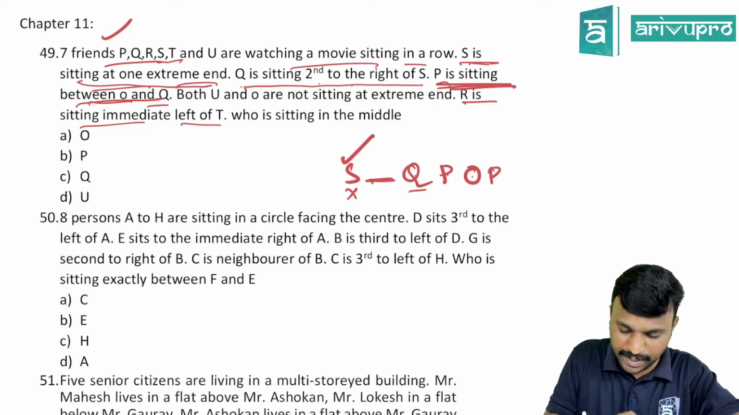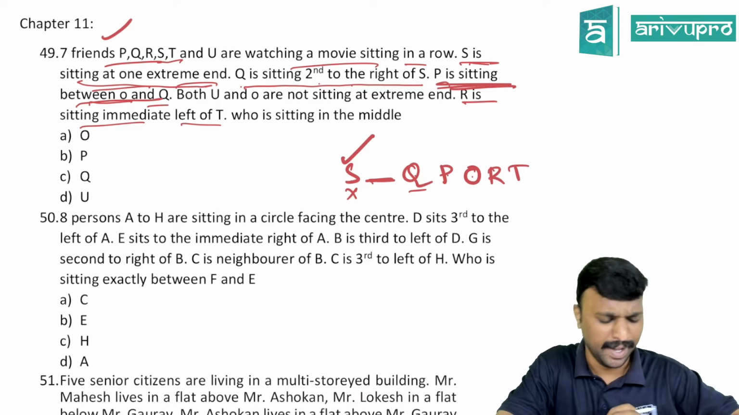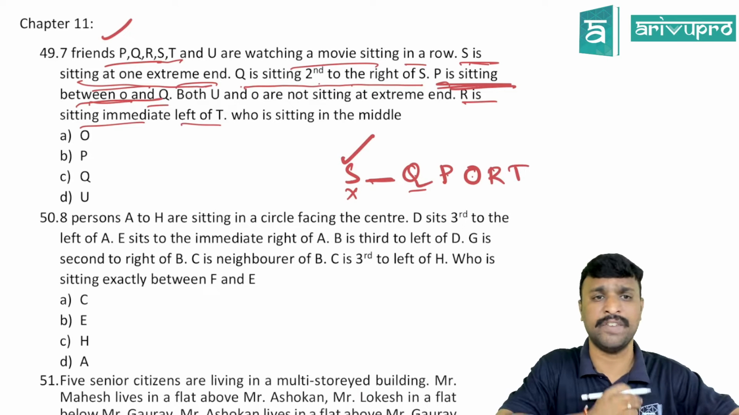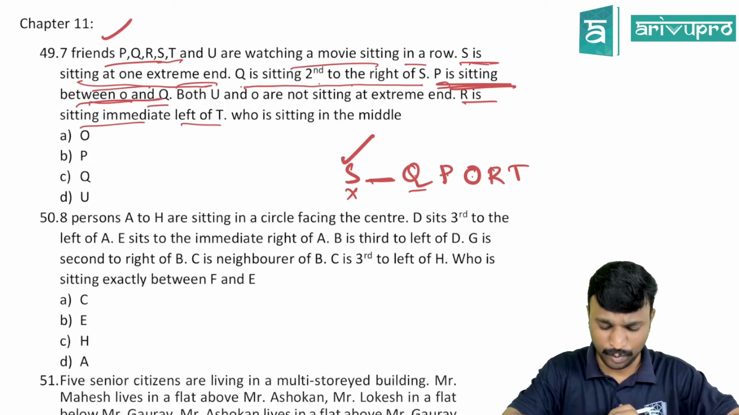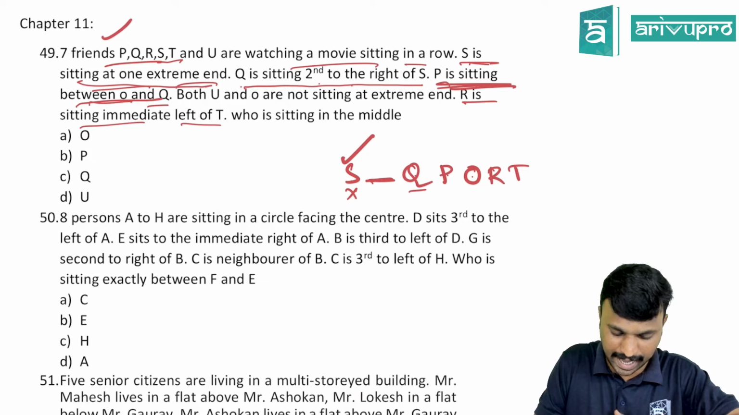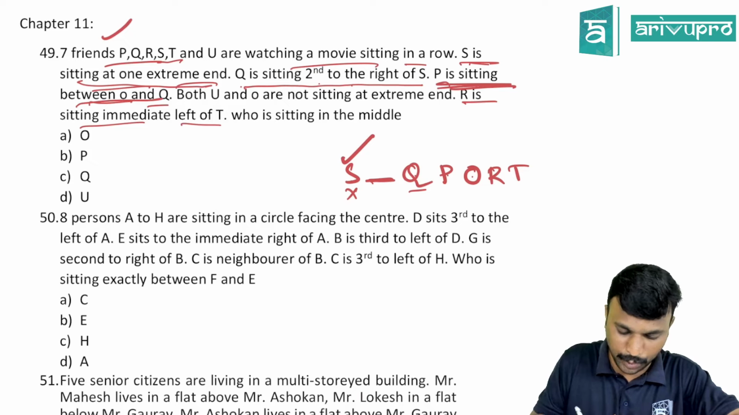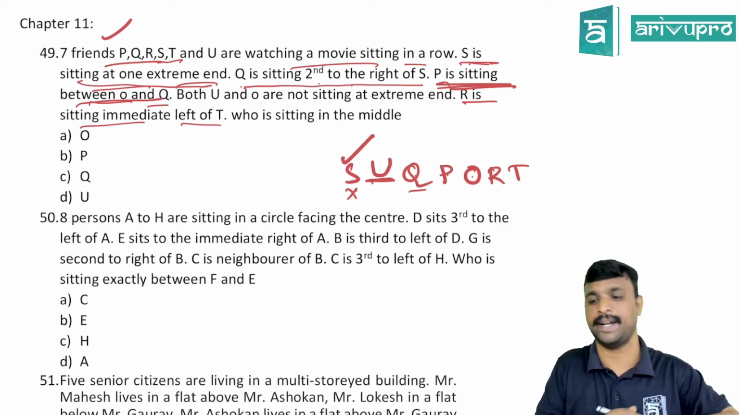So R should be here and T should definitely be here. Guys, they have not said anything about which direction they are facing, so by default it is north facing only. Definitely, who is remaining? P, Q, R, S, T. Who is remaining? U is remaining. So U should definitely be seated over here.